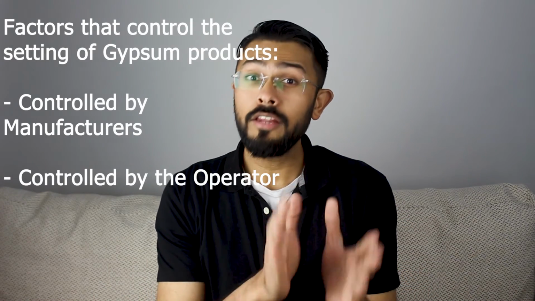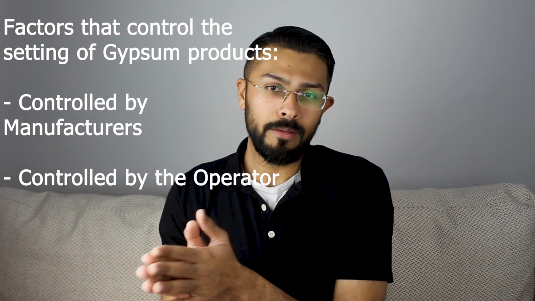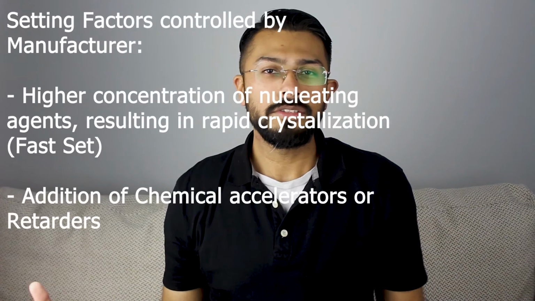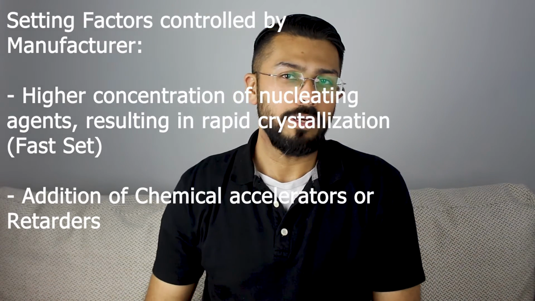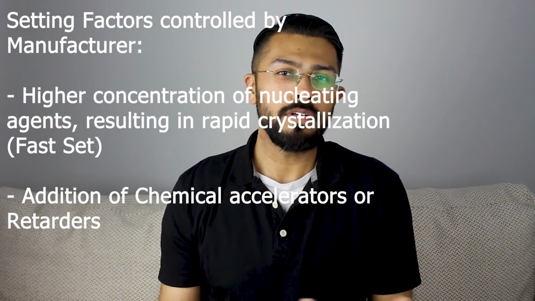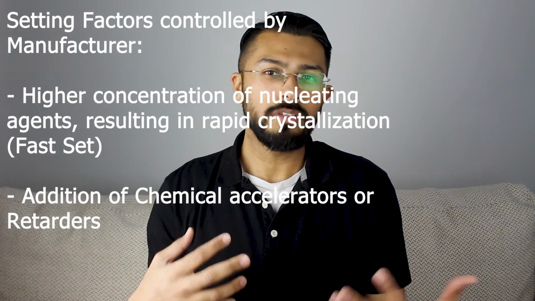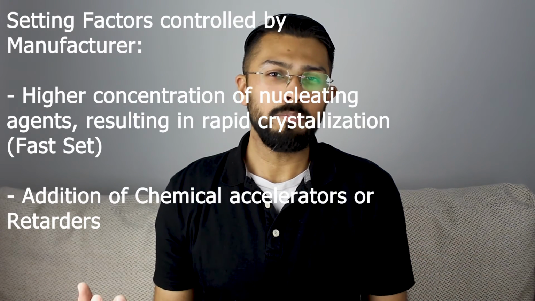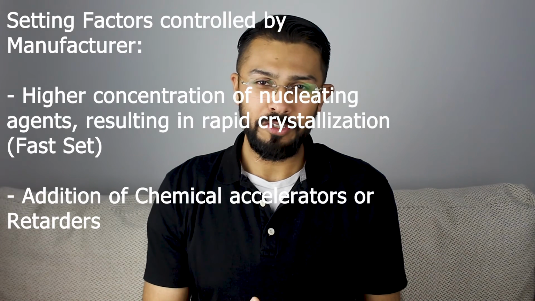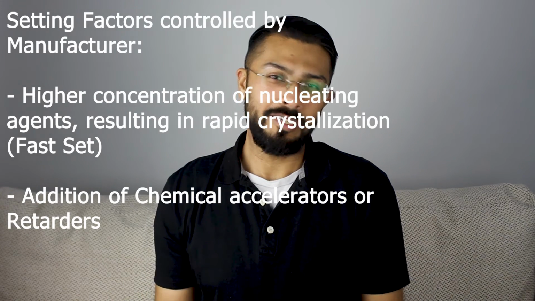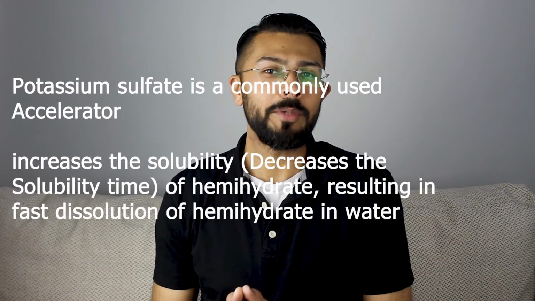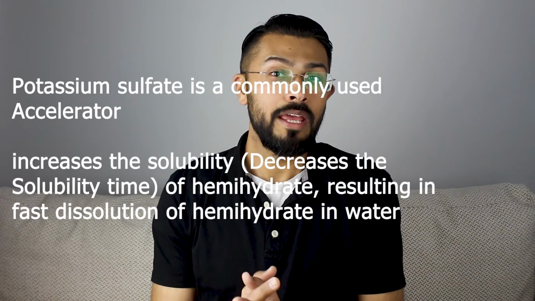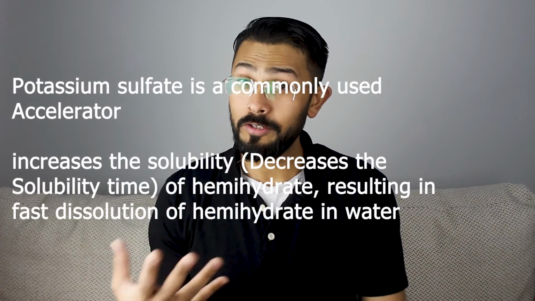Factors which control the setting times of gypsum products can be divided into those controlled by the manufacturers and those controlled by the operator. The manufacturer can control the concentration of the nucleating agents in the hemihydrate powder. A higher concentration of nucleating agent produced by aging or from unconverted calcium sulfate dihydrate results in more rapid crystallization. Also, the manufacturers may add chemical accelerators or retarders to dental stones. Potassium sulfate is a commonly used accelerator which is thought to act by increasing the solubility of the hemihydrate.